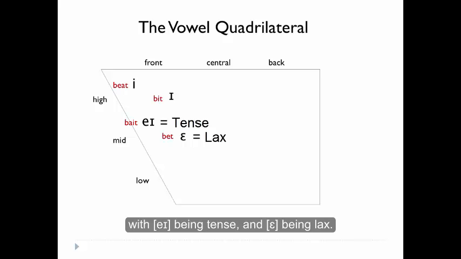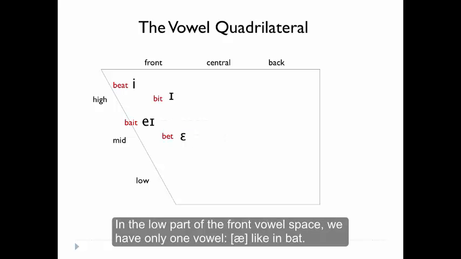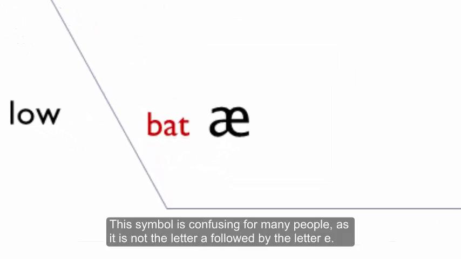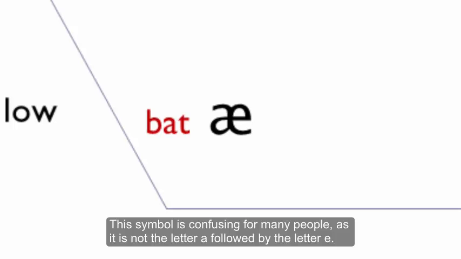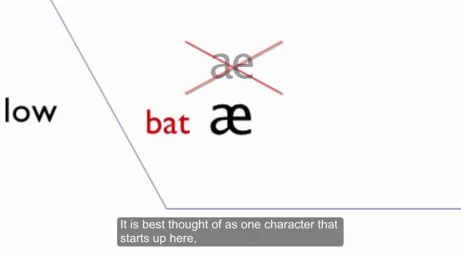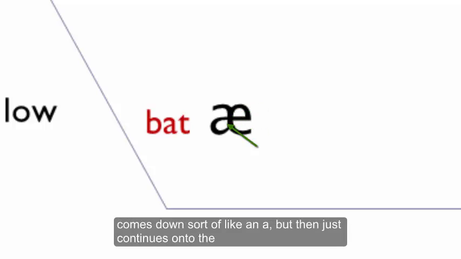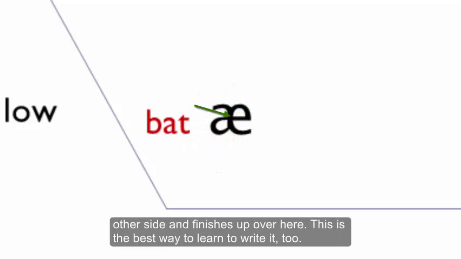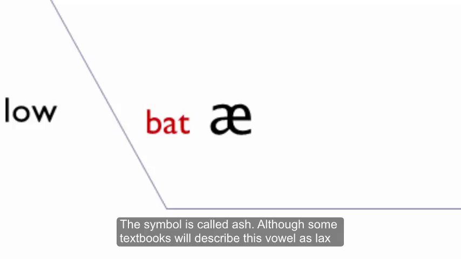In the low part of the front vowel space, we have only one vowel, [æ], like in bat. This symbol is confusing for many people because it's not the letter A followed by the letter E. It's best thought of as one character that starts up here, comes down sort of like an A, but then just continues on to the other side and finishes up over here. This is the best way to learn to write it, too. The symbol is called ash.